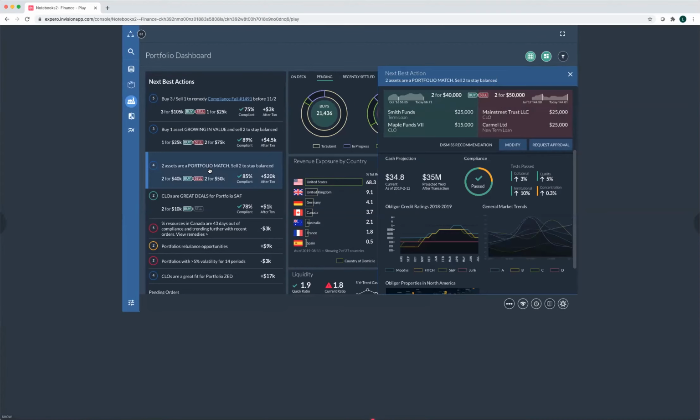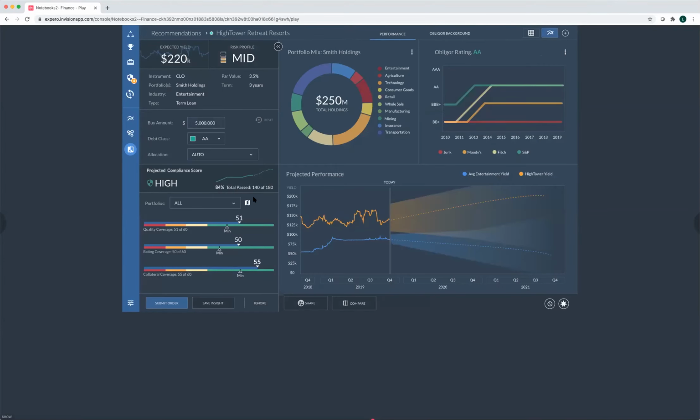So we're going to inspect one here. We're now looking at the details for this particular recommended next best action that they could choose to take. This is a combination of multiple transactions of both buying and selling certain quantities within two different CLOs to rebalance the portfolio to make sure that it stays within compliance. We can see a little bit about the projection and the obligor, and how it fits into the general portfolio. Another thing I can do as a trader is modify this recommendation.